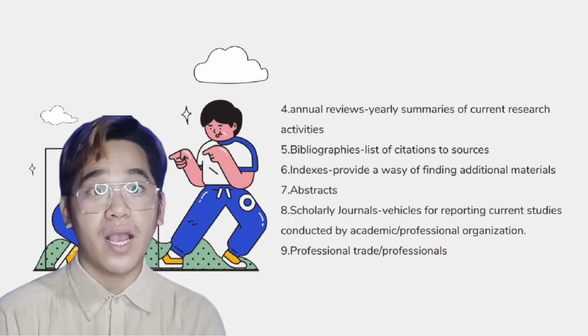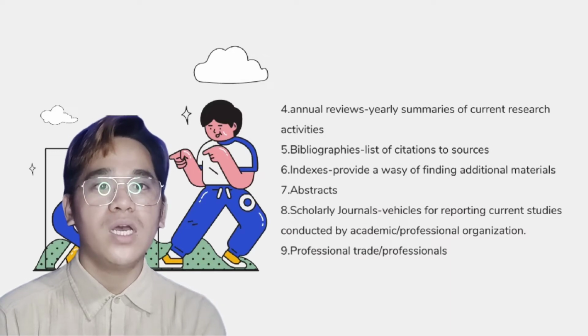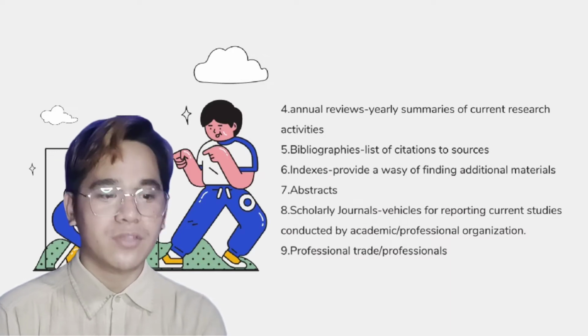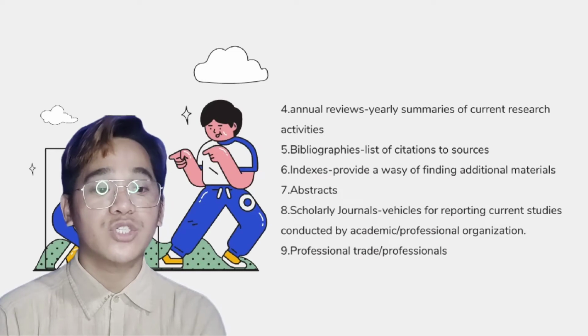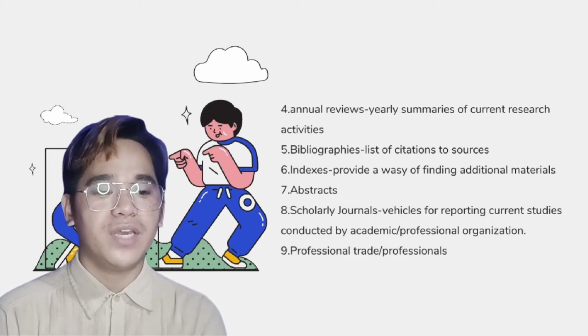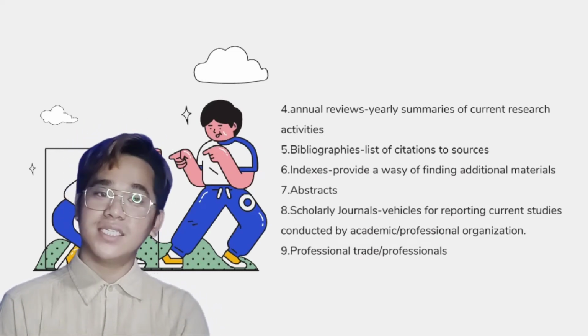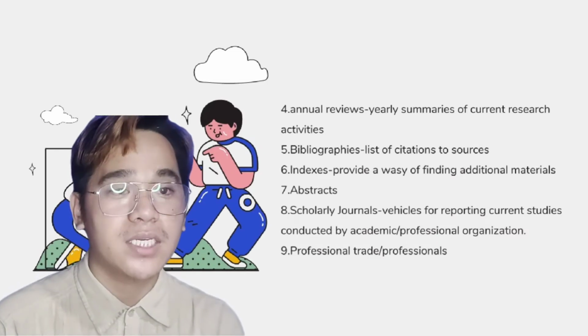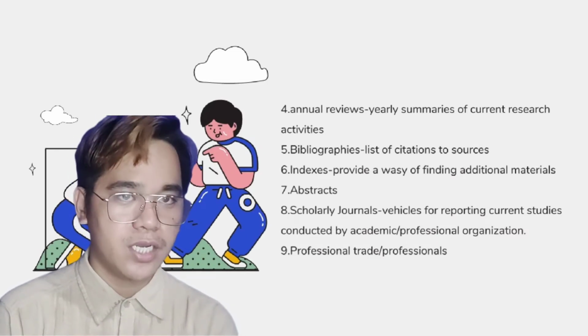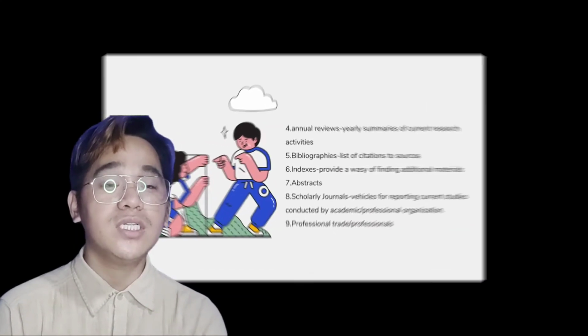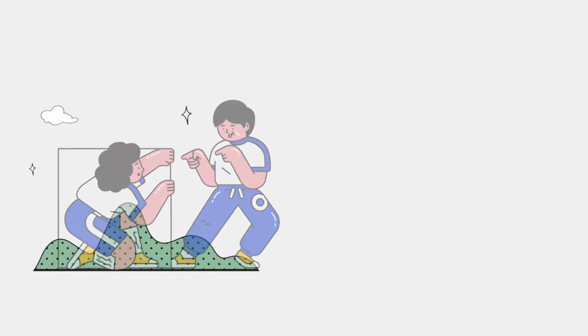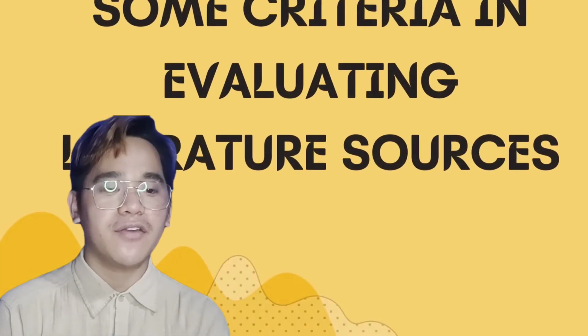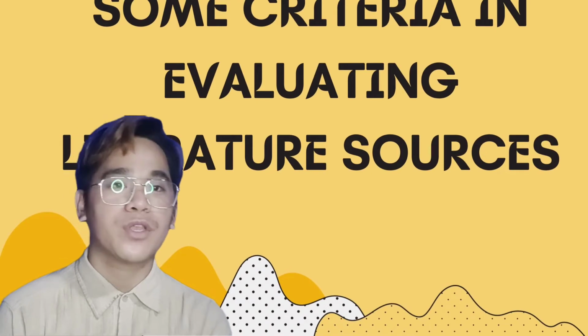And 7, abstracts. We are all acquainted with what abstracts are. And 8, scholarly journals, which are the vehicles for reporting current studies conducted by academic and professional organizations. And number 9 is the professionals' criteria in evaluating literature sources.